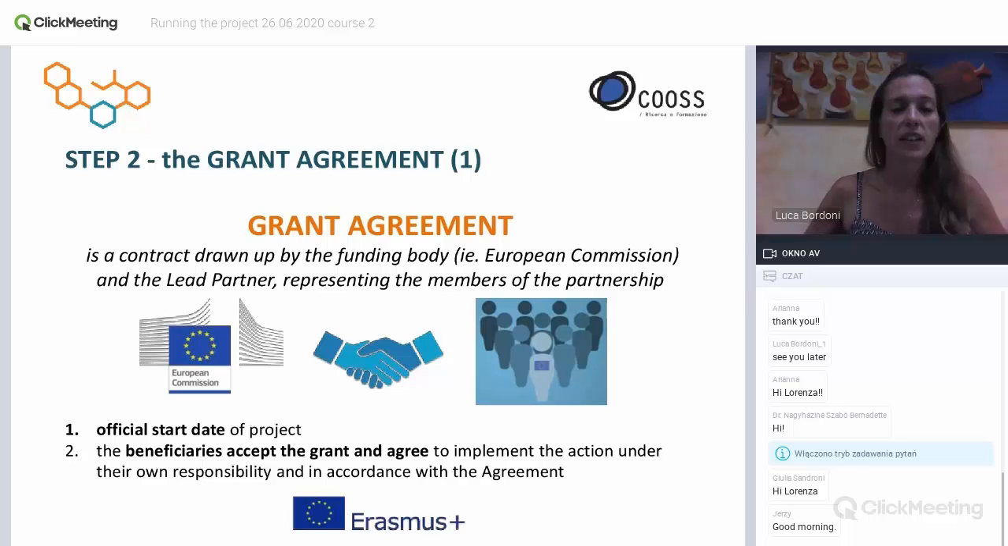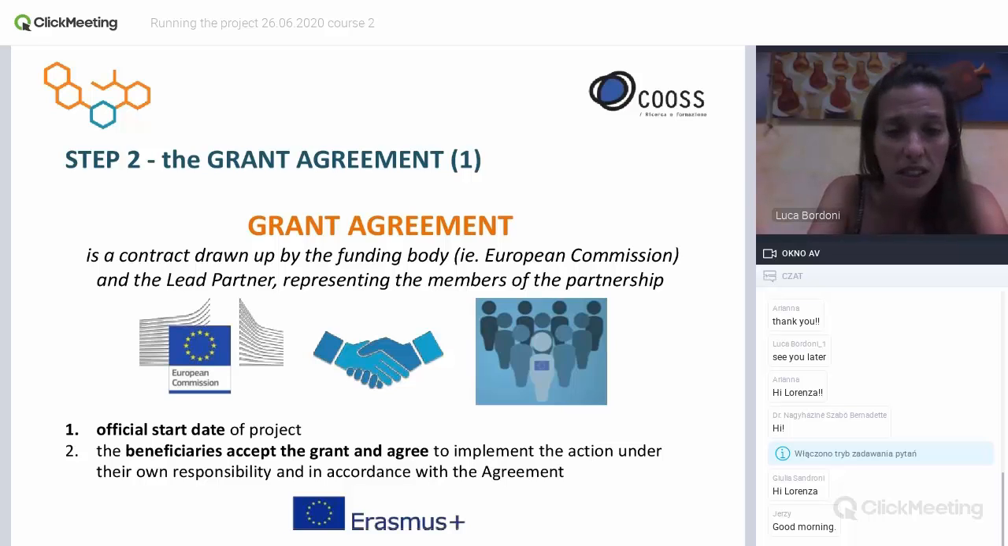And then step 2, when we have really clear in mind our project, the main results to realize and to implement, we have to draw up a contract with the funding body, that is named grant agreement or project agreement, that is different from the partners agreement, that is the contract among partners. I think that Agnieszka yesterday spoke to you about the project agreement, and this is a contract with the funding body and the lead partner, in this case representing the members of the consortium.